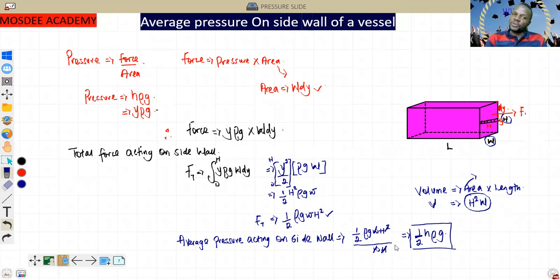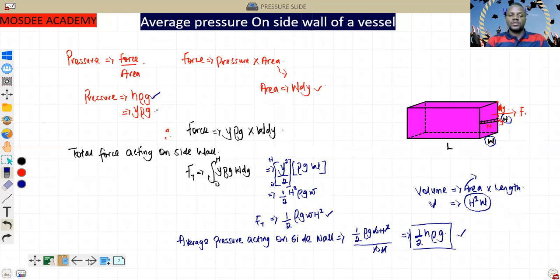What is the formula for pressure? H rho G. Average pressure, H rho G divided by 2. Half of H rho G. I just want us to derive the formula because some advanced questions may ask you to derive it. But if it is not needed, if you are good with the formula, the average pressure is always half of the pressure, which is 1/2 H rho G. And that is what we need to talk about. We move to the next one.